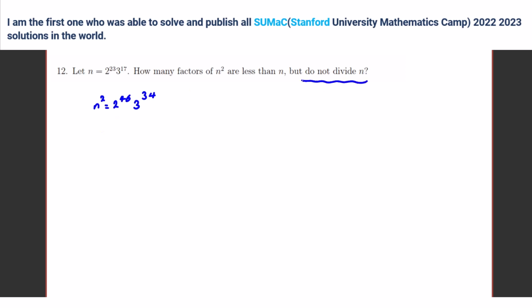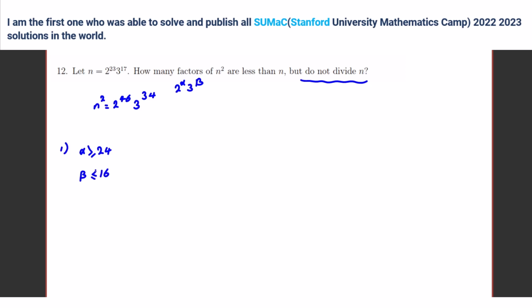It says don't divide n. So suppose a good factor, for example, 2 to the alpha, 3 to the beta, right? What can we conclude when it says don't divide n? Alpha is greater than 23 or beta is greater than 17. In this case, when alpha is greater than or equal to 24, what can we say about beta? Beta less than 17. Yes, less than or equal to 16.